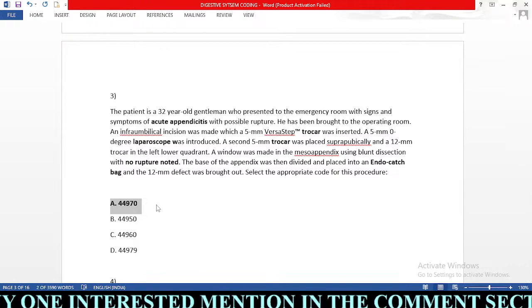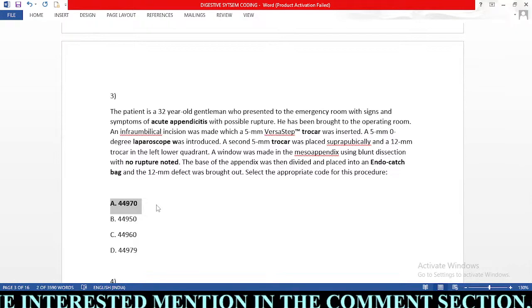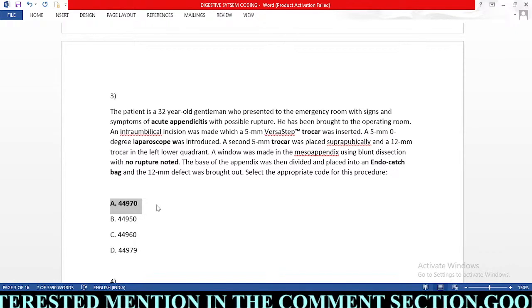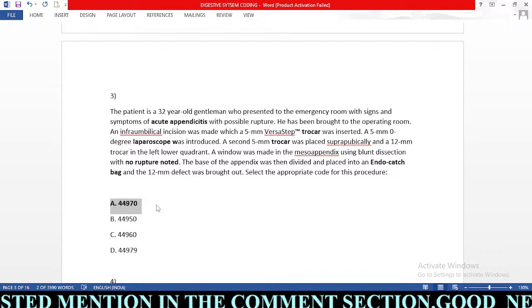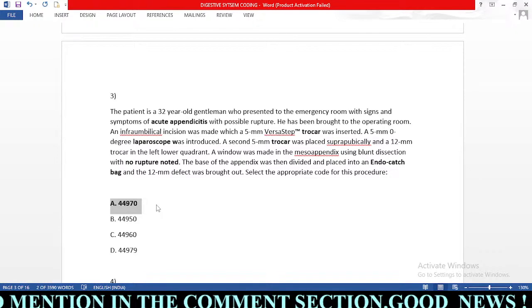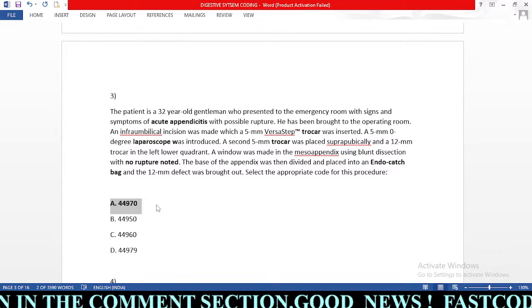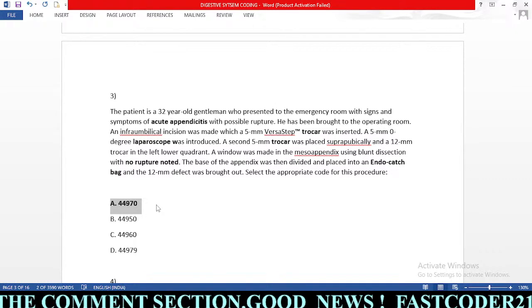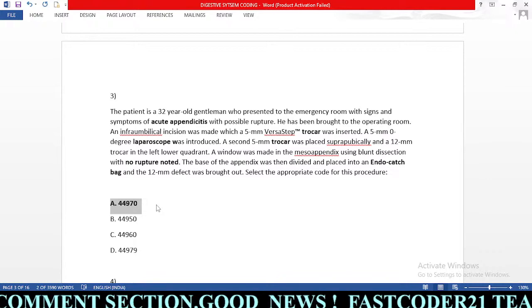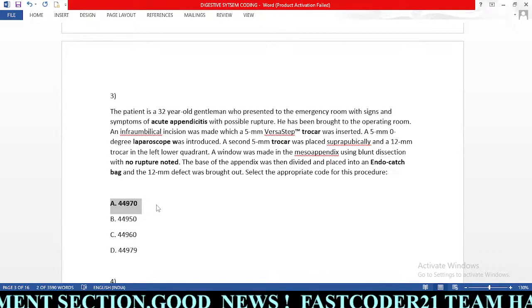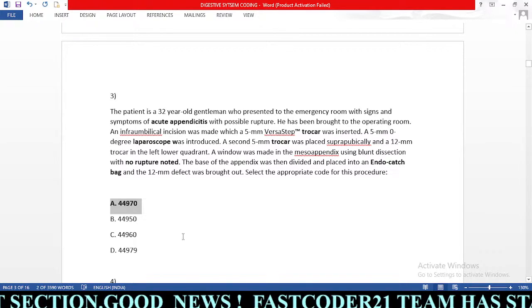Why? Because the physician performed the procedure using the laparoscope, not open. So we can eliminate 44950 as it is an open procedure. And also we will eliminate C as it is open. The surgical procedure performed was an appendectomy, eliminating multiple choice D.